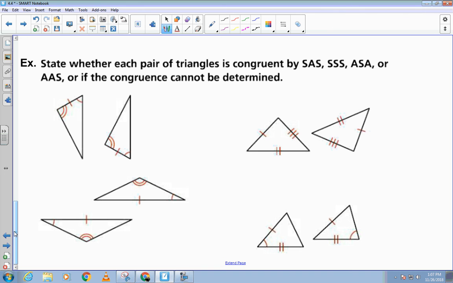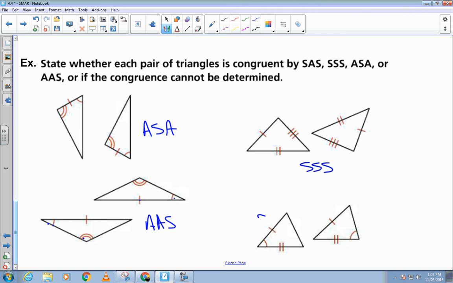Alright, last little bit here. State whether each pair of triangles is congruent by SAS, SSS, or ASA. This first one. Are those two congruent? ASA. Okay, what about the second one? SSS. Okay. Angle, side, right? But you gotta look at both of them. Angle, side, we're good.